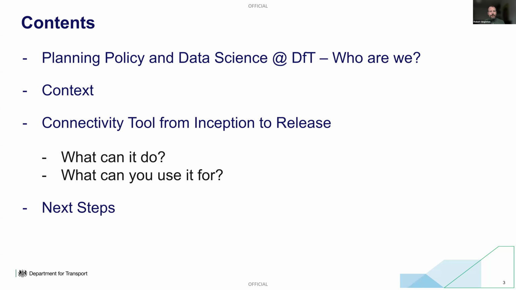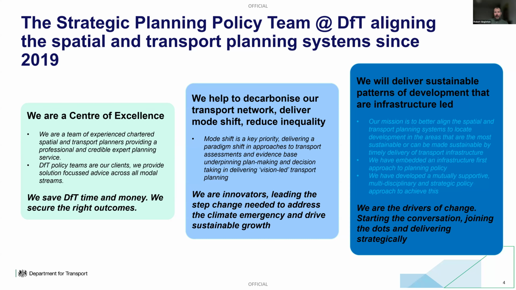Next slide, please. So I head up the strategic planning policy team at DfT. Our principal aim is actually to align the spatial and transport planning systems. We've been doing it since 2019. We're a centre of excellence. We're quite unique in Whitehall insofar as we act principally as consultants. So we touch every single part of DfT policy, as well as our arm's length bodies' policies. But also we're the principal conduit into MHCLG, the Ministry for Housing, Communities and Local Government, in terms of how we make the planning system better reflect DfT priorities moving forward.